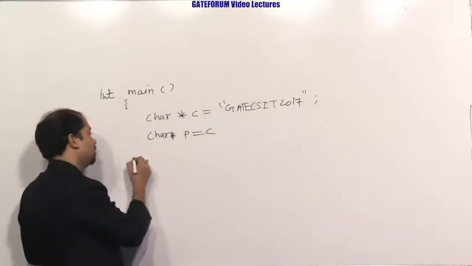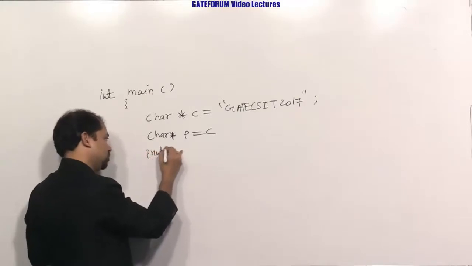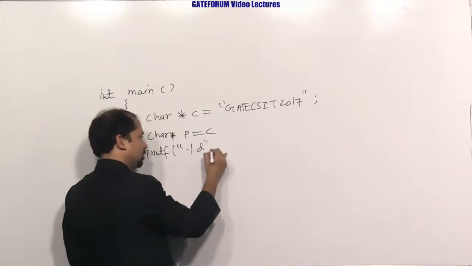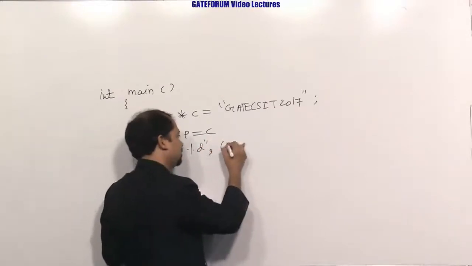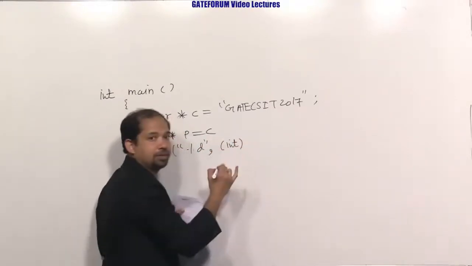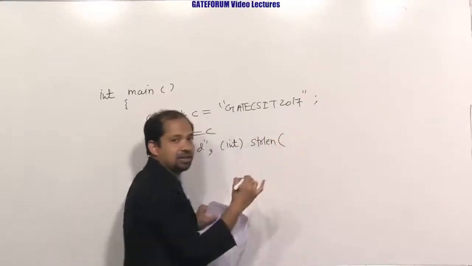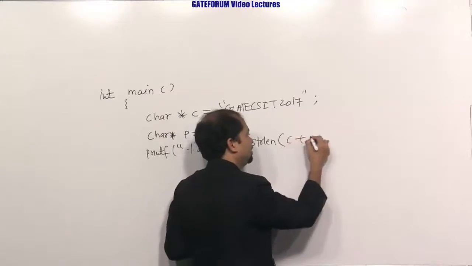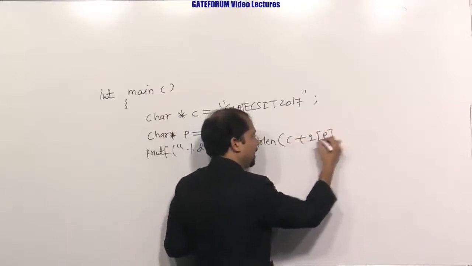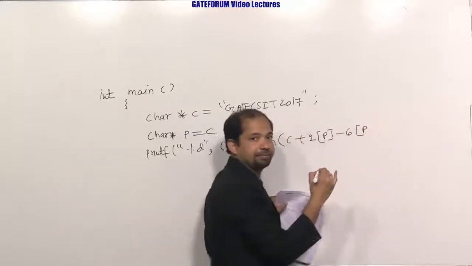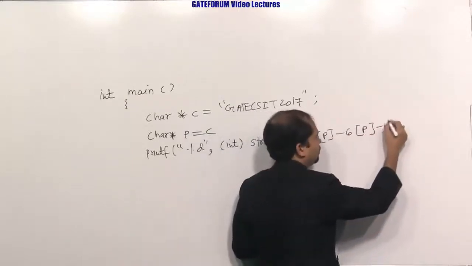So printf %d, then int strlen, string length, of c plus 2 p minus 6 p minus 1.